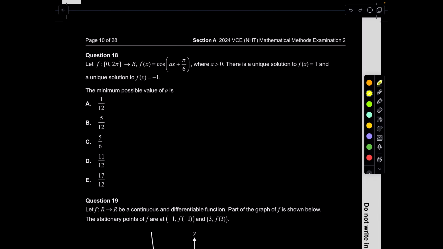18, so we try this. Let f from 0 to 2 pi, f of x be this, where a is greater than 0. There is a unique solution for f of x equals 1, and a unique solution for f of x equals -1. The minimum possible value of a is what? So let's think about it.